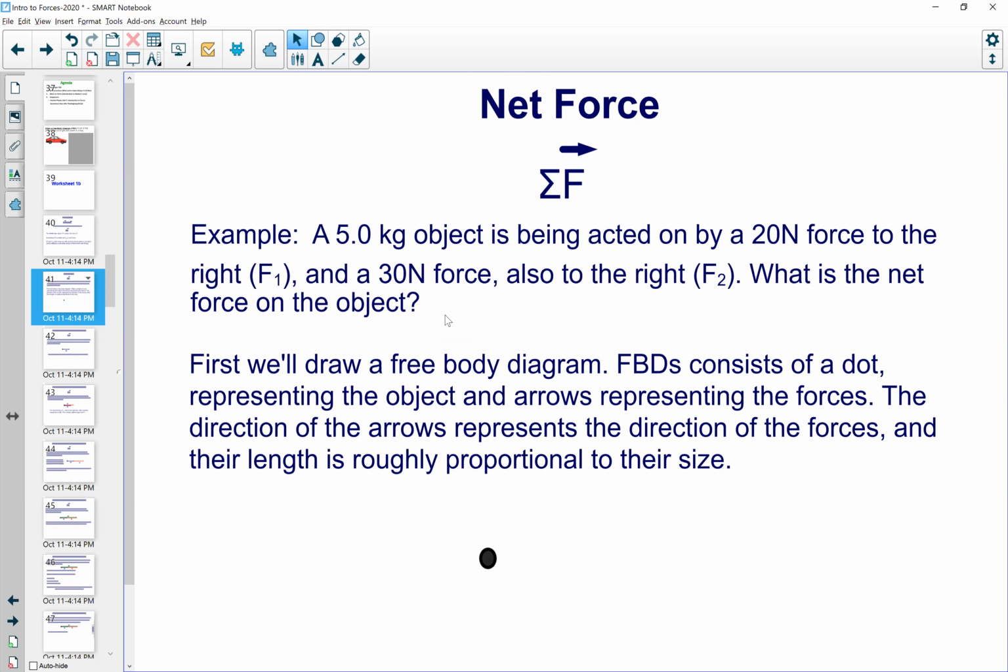If we've got someone pushing with 20 newtons and someone pulling with 30 newtons, and they're both pushing and pulling in the same direction, what's the net force? What's the sum of the forces? 50 newtons. 50 newtons, yeah. They're both going the same direction, so we just add them together.